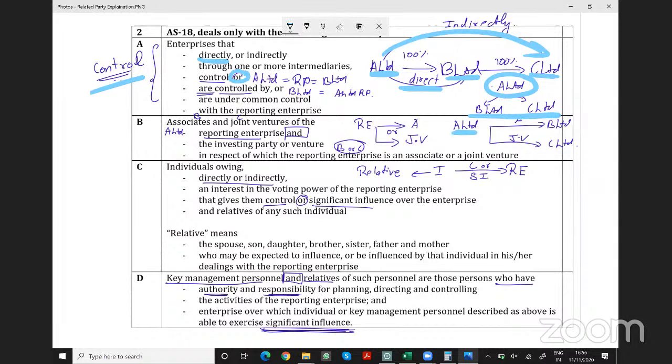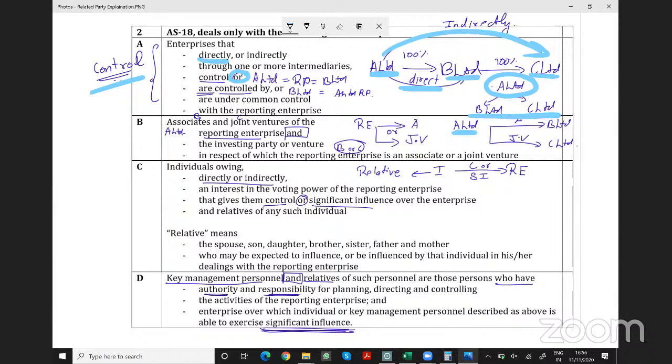A Limited, subsidiary. A Limited's associate is B Limited, which is an associate company of A Limited, and C Limited is a joint venture of A Limited. So in this case, B and C both will be related parties of A Limited. Associates and joint ventures of the reporting enterprise means A Limited and the investing parties or venturers in respect of which the reporting enterprise is an associate or joint venture. So in case of A, B Limited will be a related party and C Limited will be a related party. In case of B, A will be a related party only. In case of C, A will be a related party only.